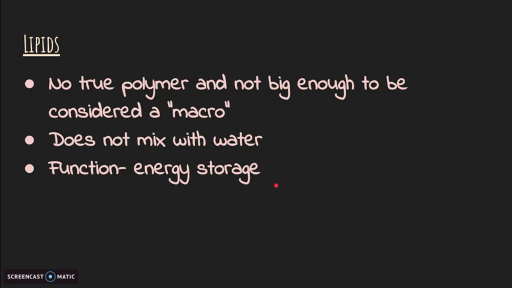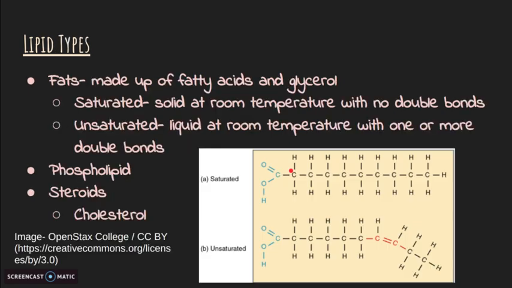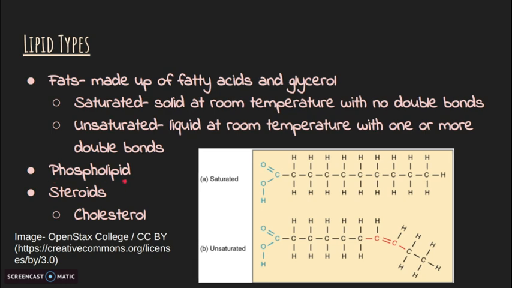But they store a little bit more energy, but it's harder to break down than carbohydrates. So when we think of lipids, we typically think of fats and steroids. Phospholipid is also very important, as I mentioned in my last video, and I'll mention phospholipids more in detail when I talk about the cell membrane, because that's really where it's going to come into play.